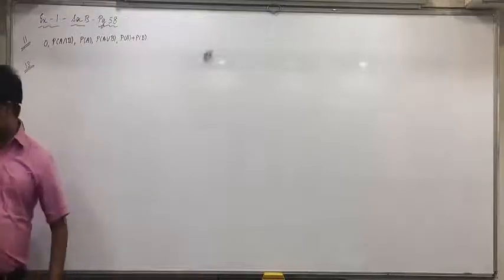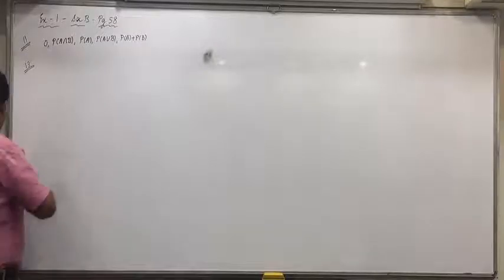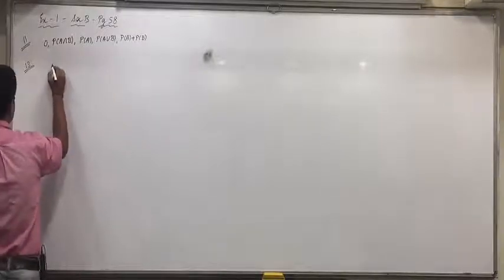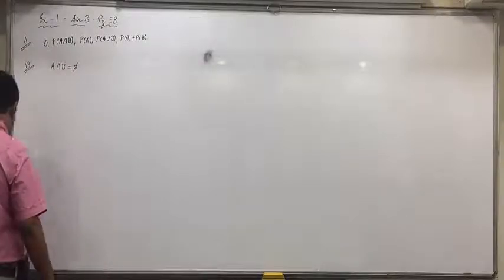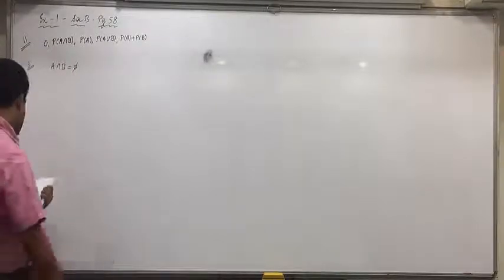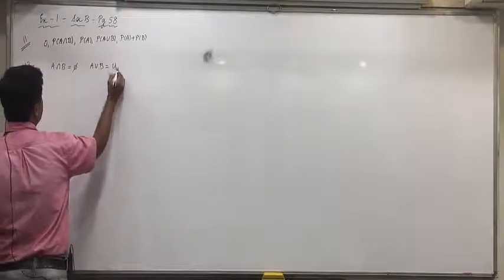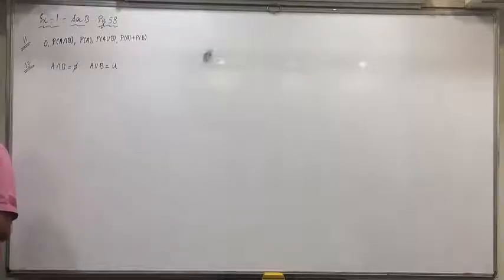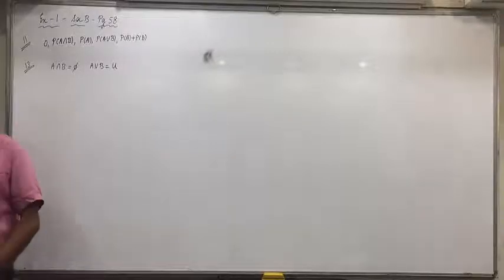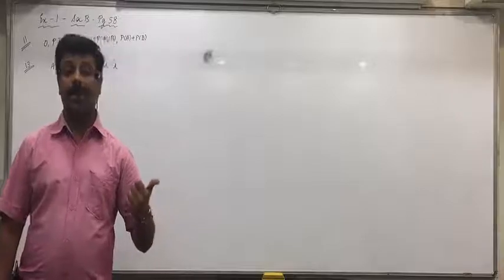Look at question 13. For 2 events A and B in a sample space, A intersection B equals null set. What does it mean? Mutually exclusive. And A union B equals sample space. What does it mean? Exhaustive. Then state the values of P of A intersection B. Very simple question. What will be the value of P of A intersection B?